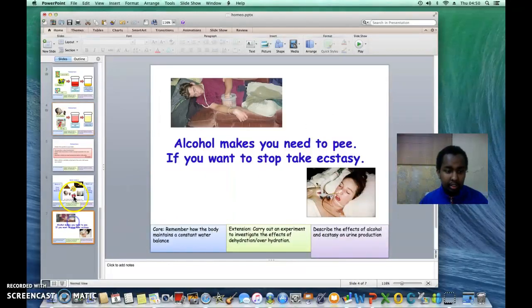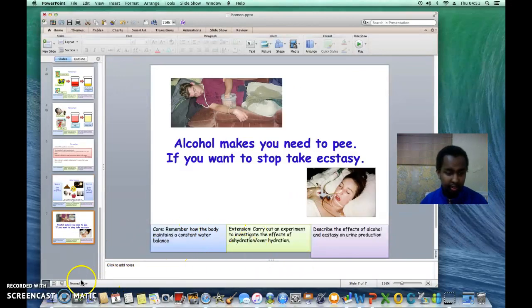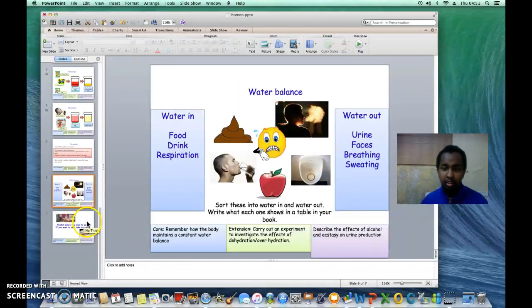You get water in through food, drink, respiration. You get water out through urine, feces, breathing, and sweating. We've already discussed this. I want my students to answer the homework, and there'll be another video talking more about homeostasis. Watch that video and make sure you do this homework, please.